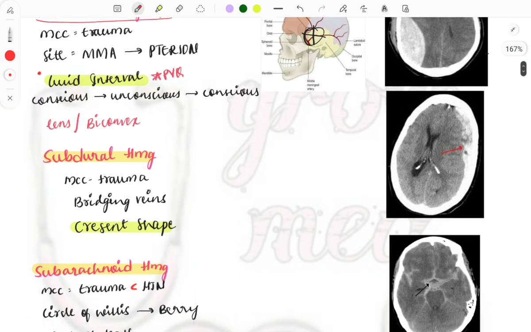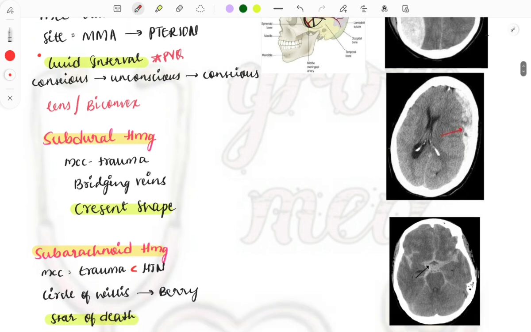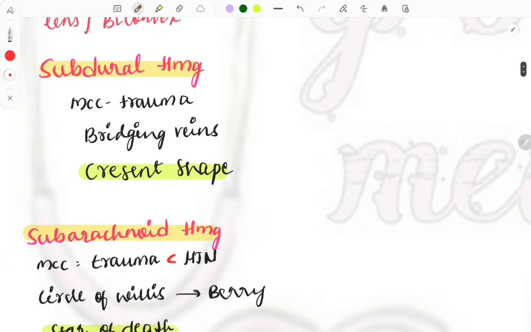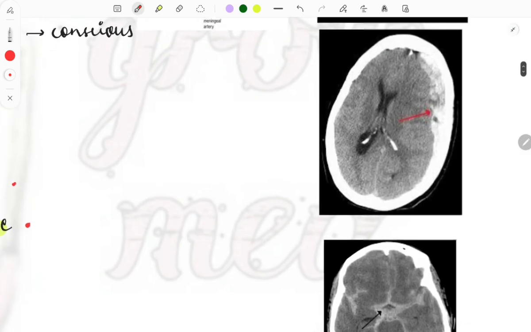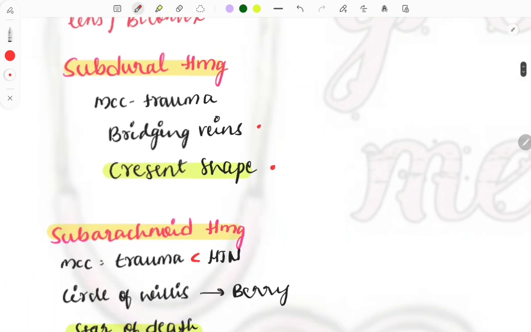Then for the subdural, it can be remembered like lens and biconvex also. For subdural, it is the bridging veins which are damaged and bleeding occurs from there, and the crescent shape. So you can see here that it looks like a half moon shape, crescent shape. That one you can remember.